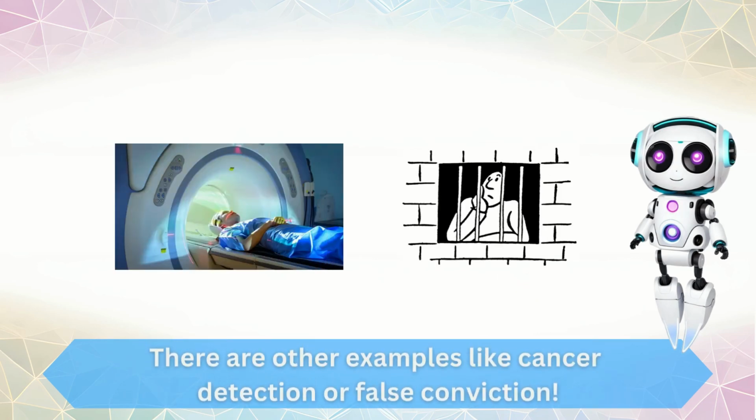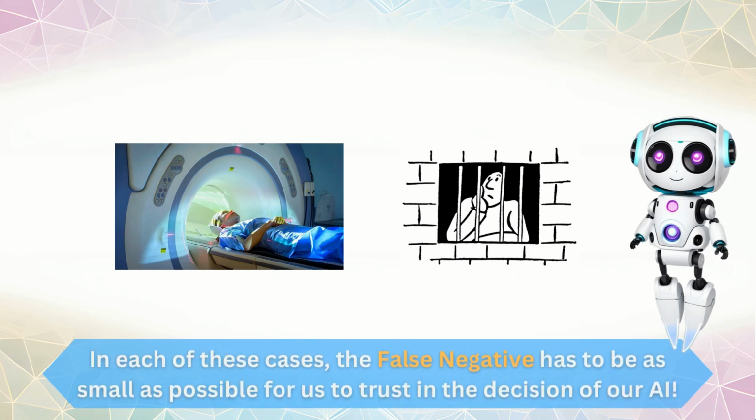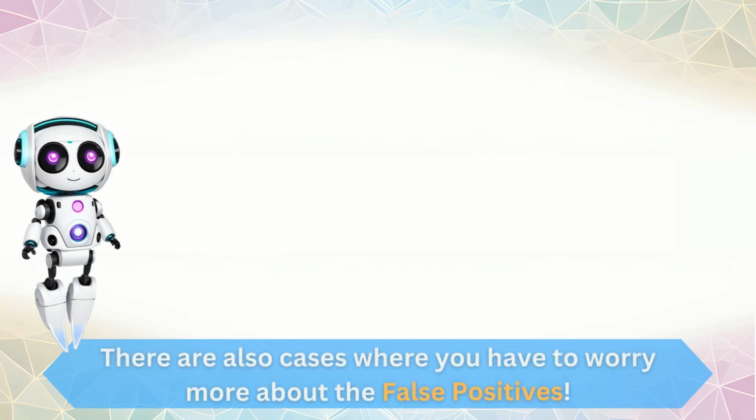There are other examples like cancer detection or false conviction. In each of these cases, the false negative has to be as small as possible for us to trust in the decision of our AI. But the other way is sometimes preferable too. There are also cases where you have to worry more about the false positives.